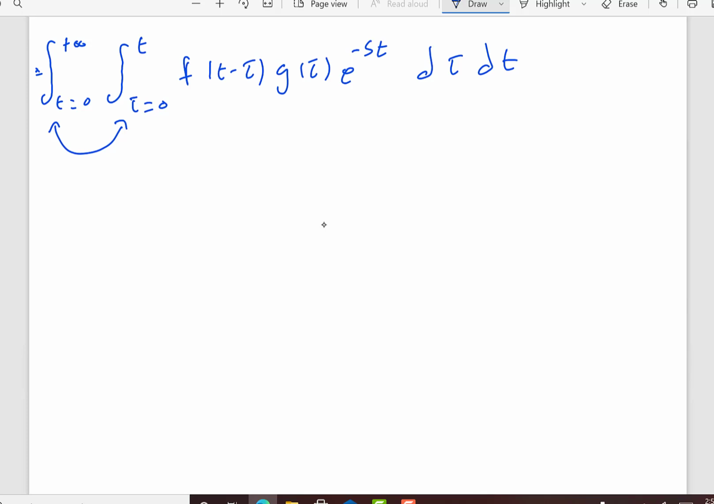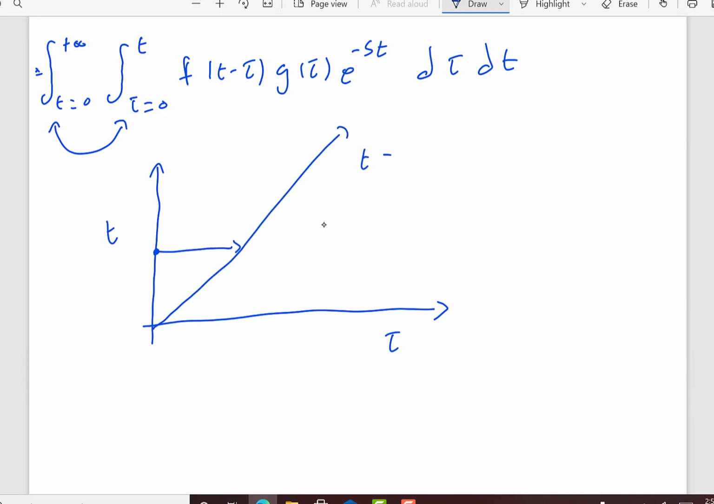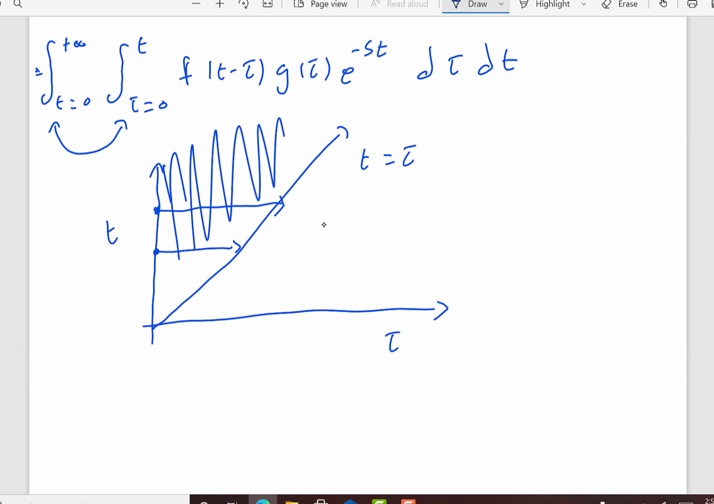So first I want to sketch the region of integration. When I do that, I can just do something along these lines. I'm going to call the horizontal axis the tau axis, and the vertical axis the t-axis, and I'm integrating from tau equals 0 to t. So for every fixed value of t, tau is going to go from 0 to t. If this is the t equals tau line, I see that for every fixed value of t, the inside integral goes from 0 to t, and then t goes from 0 to positive infinity. So I'm integrating over this infinite region here, above the t equals tau line, and tau goes to infinity, and t goes to infinity as well.